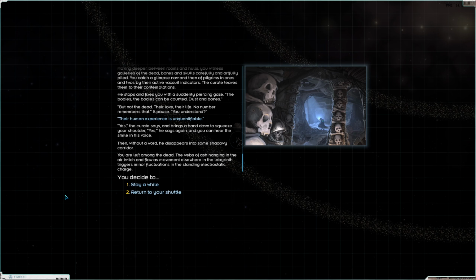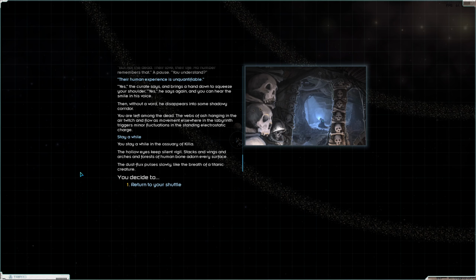"Yes," the curate says, and brings a hand down to squeeze your shoulder. "Yes," he says again, and you can hear the smile in his voice. Then, without a word, he disappears into some shadowy corridor. You are left among the dead. The webs of ash hanging in the air twitch and flow as movement elsewhere in the labyrinth triggers minor fluctuations in the standing electrostatic charge.